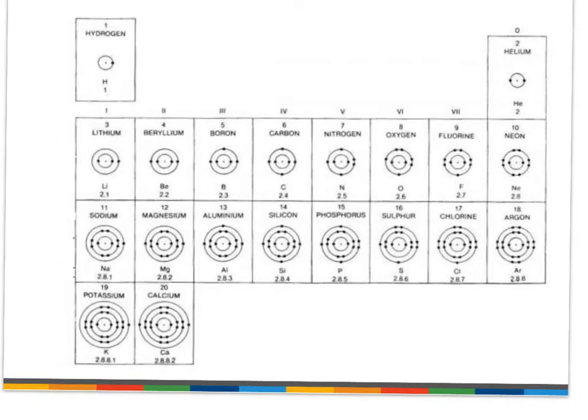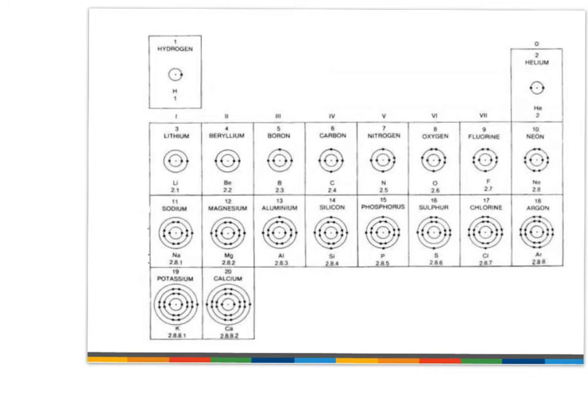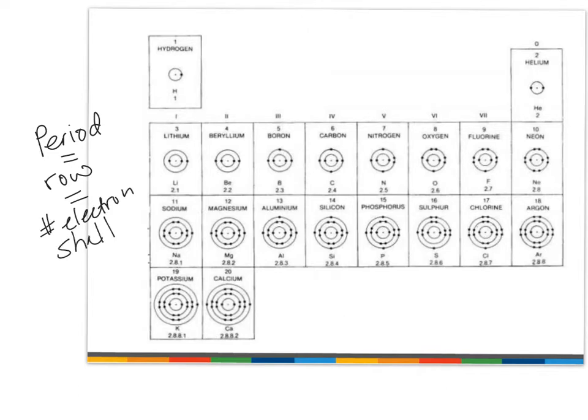These rows on the periodic table have a special name. A period is what we call a row on the periodic table, and it tells us the number of electron shells. So if you have an element that is in row 1 or period 1, you have 1 electron shell. Atoms that are found in period 2 have 2 electron shells, period 3, 3 electron shells, period 4, 4 electron shells.